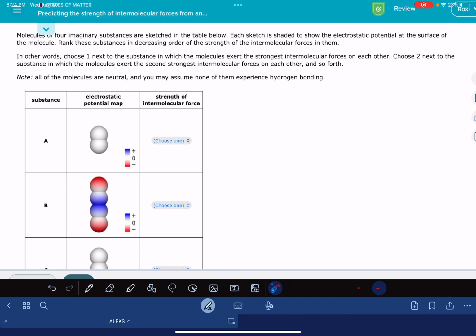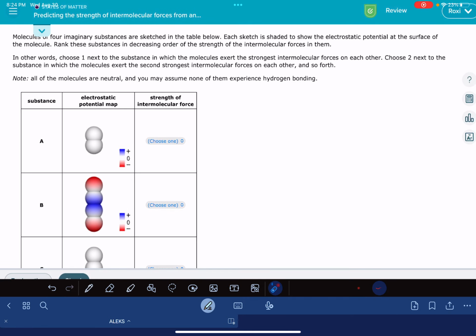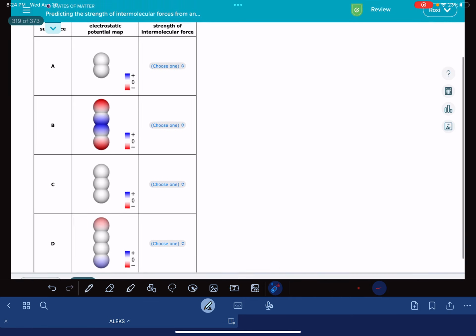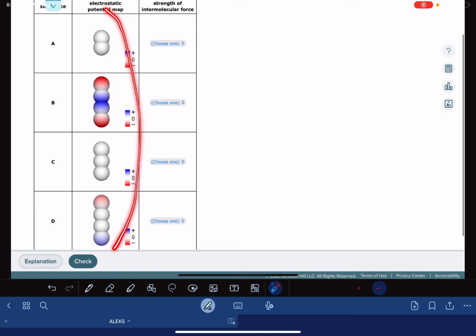In this video, I'm going to give you some tips for solving the ALEKS problem called predicting the strength of intermolecular forces from an electrostatic potential map. This problem is going to give us 4 different molecules represented by electrostatic potential maps, and our job is to rank those 4 molecules based on their intermolecular forces. We're going to take a few things into consideration when we're doing this ranking.